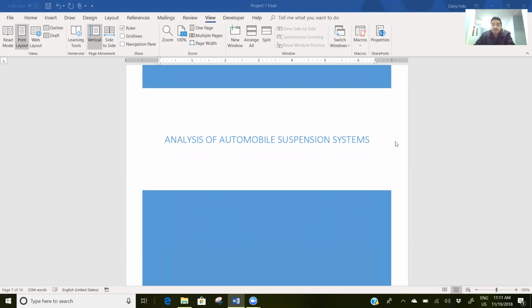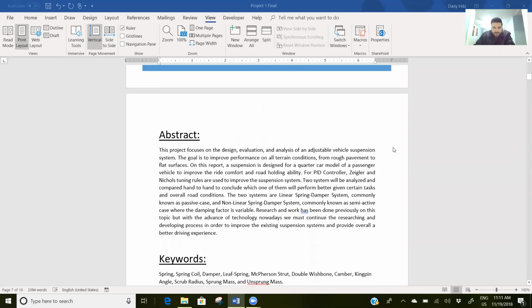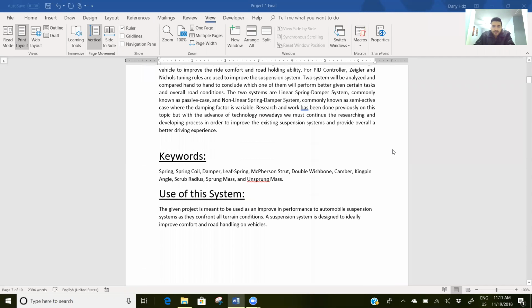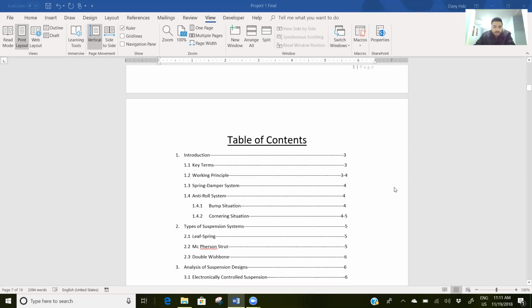I'm presenting my final report for project number one, which is about analysis of automobile suspension systems. The use of this proposed system is meant to improve the performance of automobile suspension systems as they confront all-terrain conditions. A suspension system is designed to ideally improve comfort and road handling abilities.